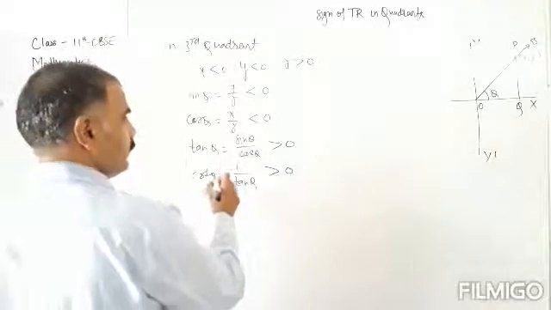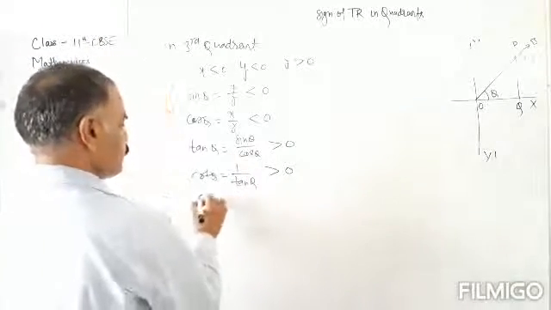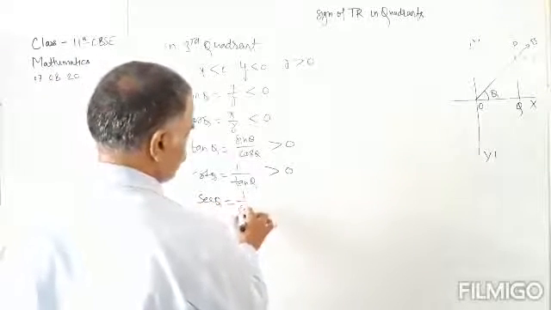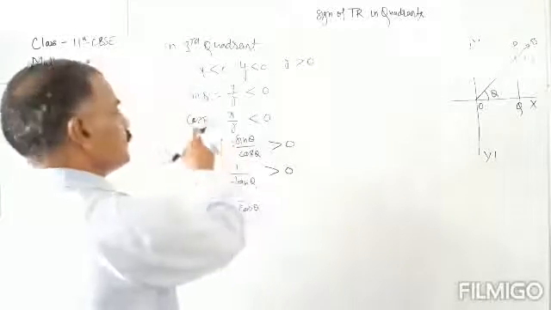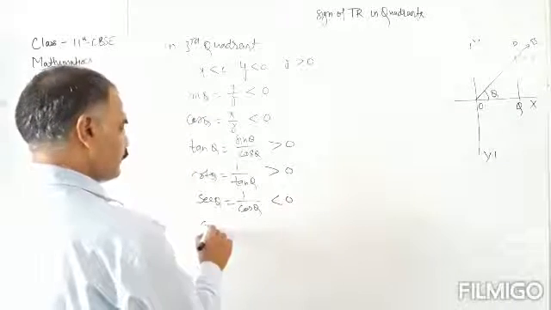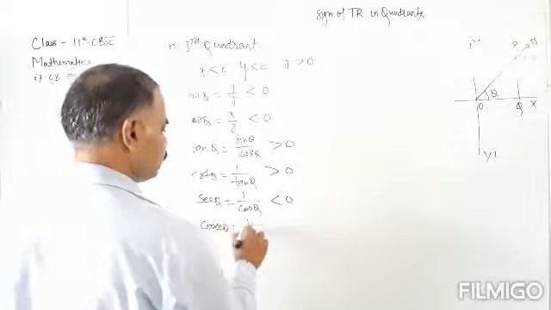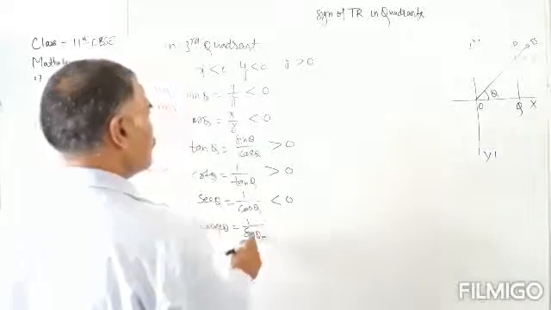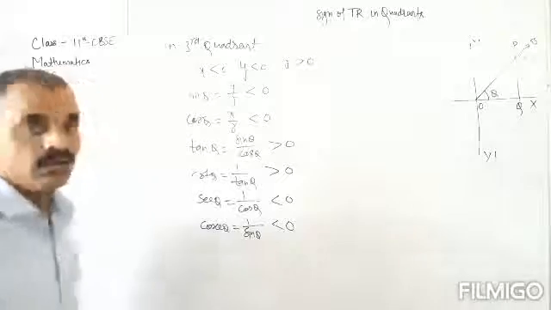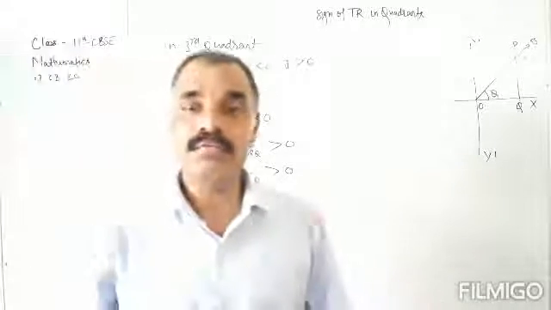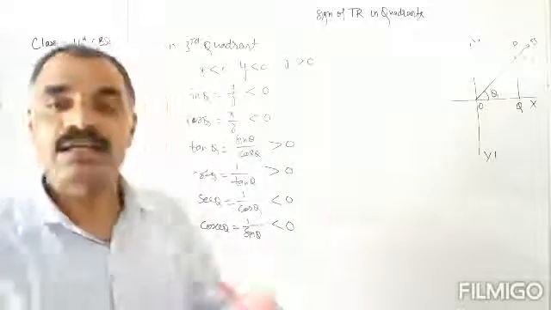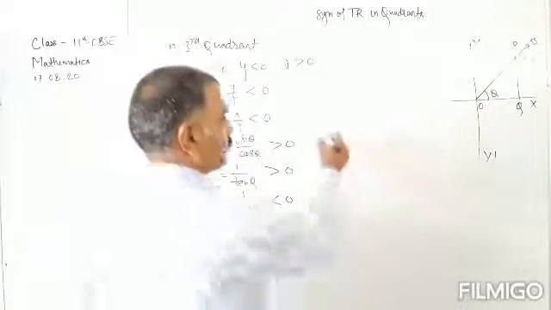Now the remaining two are sec theta and cosec theta. Sec theta is the reciprocal of cos theta, and cos theta is negative, that is why sec theta is also negative. And cosec theta is equal to 1 upon sin theta, and sin theta is negative, that is why cosec theta is also negative. So four are negative and two are positive. Sin theta, cos theta, sec theta, cosec theta are negative, and tan theta and cot theta are positive.